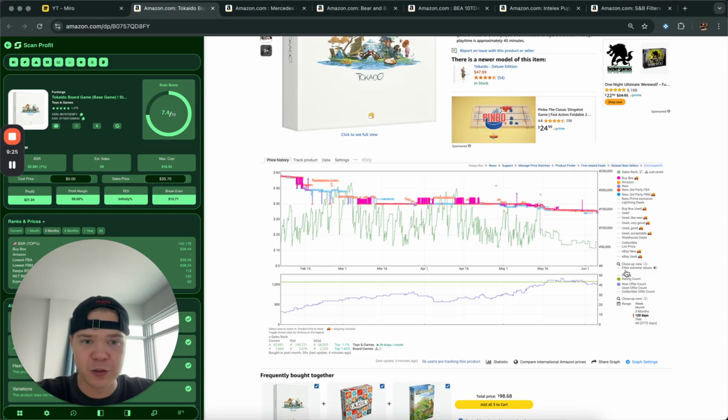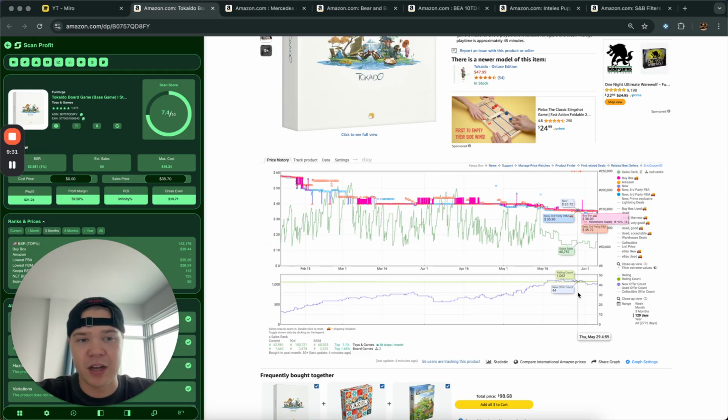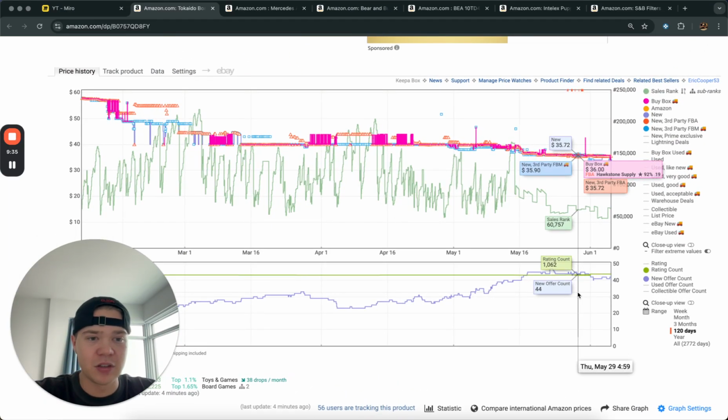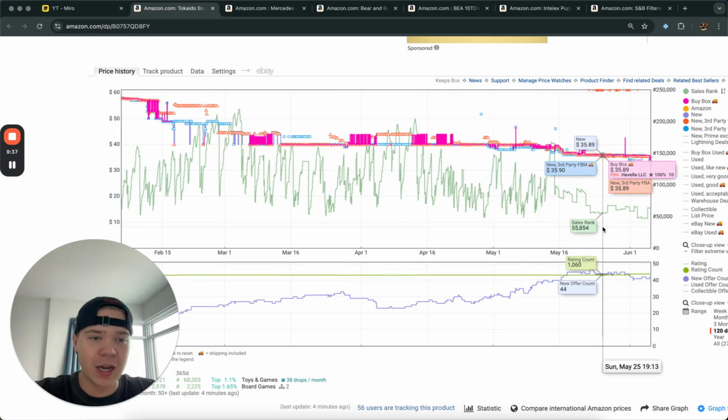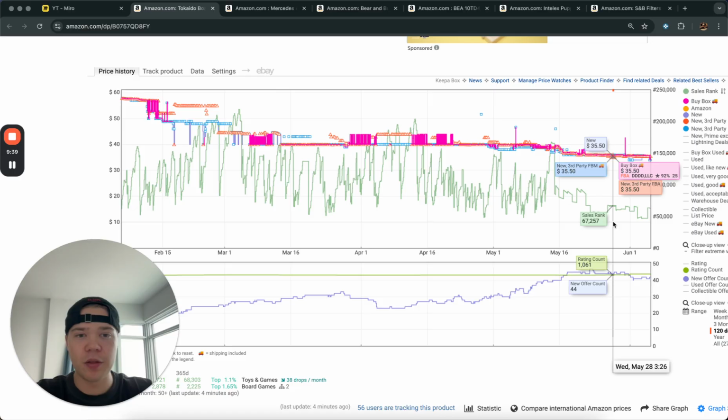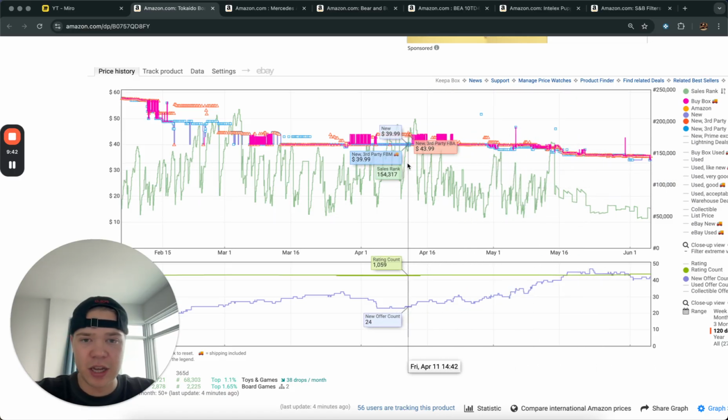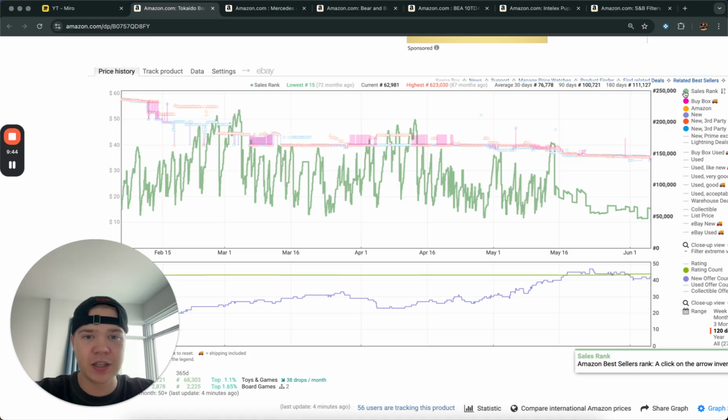So this first product right here, we got about 50 sales a month here, and our offer count is at 45. For me, that offer count is way too high for the amount of sales on here. So I don't really like that. I will say one thing though, it does look like the sales rank, which is the green line here, actually ties into the sales per month.